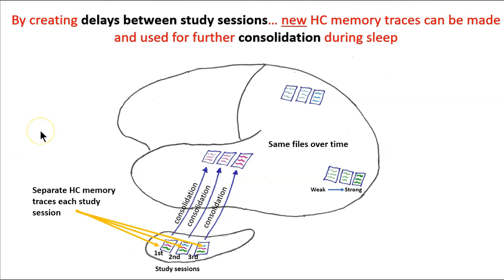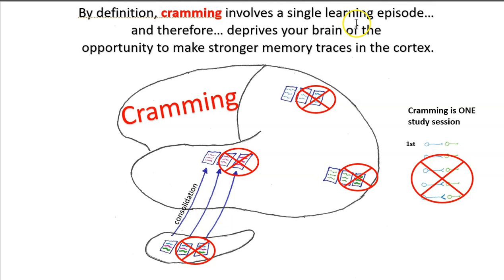Now, if you're in a pinch and you just have to study one day before an assessment, you want to space out your study sessions. By creating delays between study sessions, then you increase the chances that new hippocampal memory traces can be made and used for consolidation during sleep. So by spacing out study sessions, we're helping the brain create new files here, each of which then can be used during consolidation to strengthen the very same cortical memory traces. But ideally, you want to have sleep in between study sessions, so you get the full effects of memory consolidation during sleep.